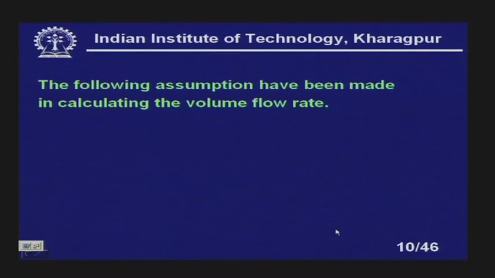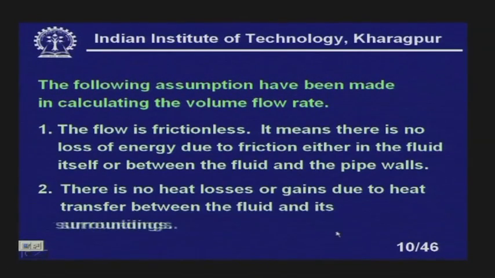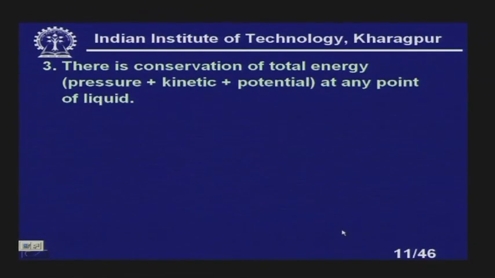So, the following assumptions have been made in calculating the volume flow. You have to make some simple assumptions to calculate the volume flow rate. These are: the flow is frictionless, which means there is no loss of energy due to friction either in the fluid itself or between the fluid and the pipe walls. There are no heat losses or gains due to heat transfer between the fluid and its surroundings. There is conservation of total energy, pressure, kinetic and potential. We have written Bernoulli's equation from that only, right. So, it is nothing new.